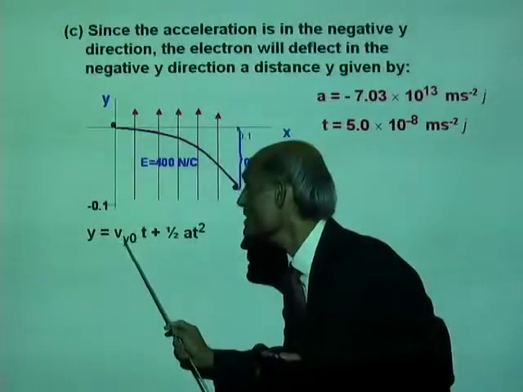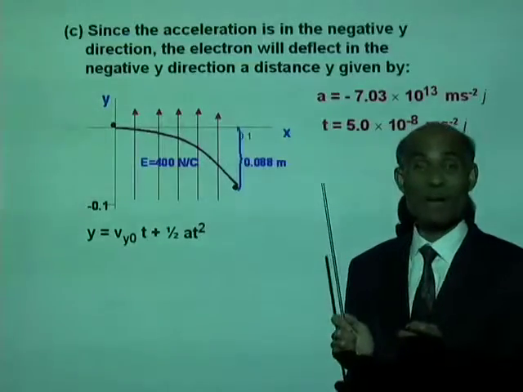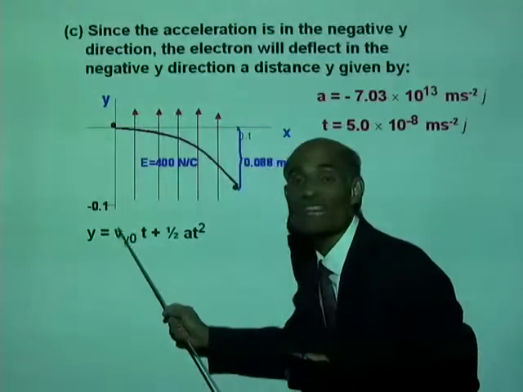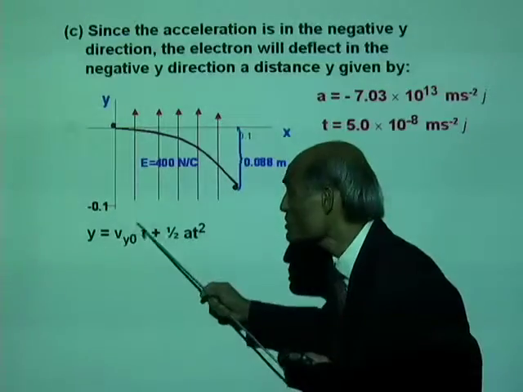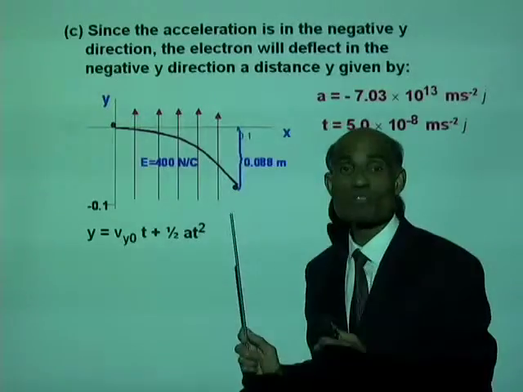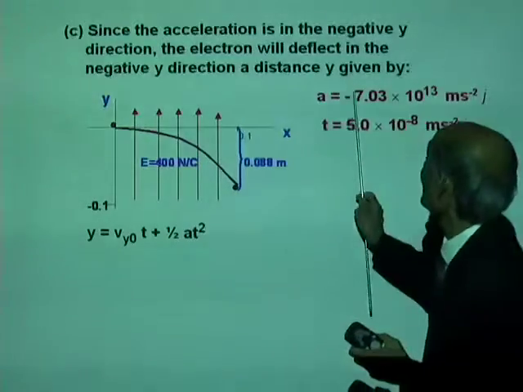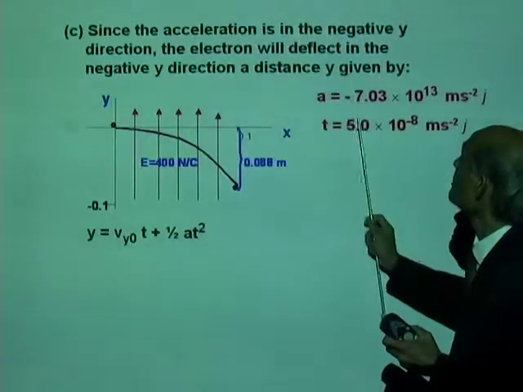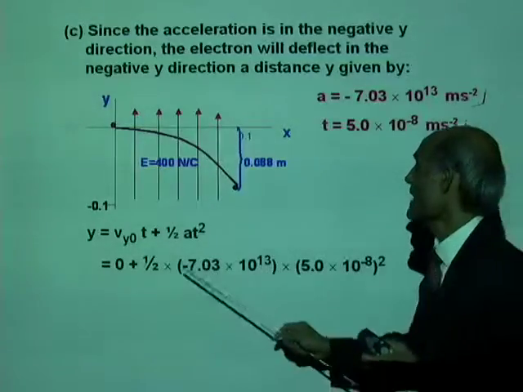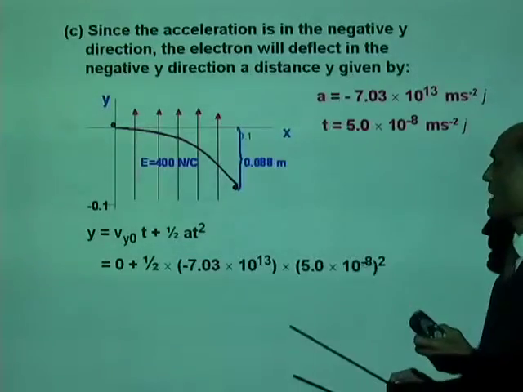Y equal to v0 t plus 1/2 a t squared. Have you forgotten that equation? Where v0 is the initial y velocity, which is 0. Therefore, y, the distance traveled by the electron during that time, will be 1/2 a t squared, where a is this value and t is this value. So let's put that in there, and that gives me 1/2 a times t squared.